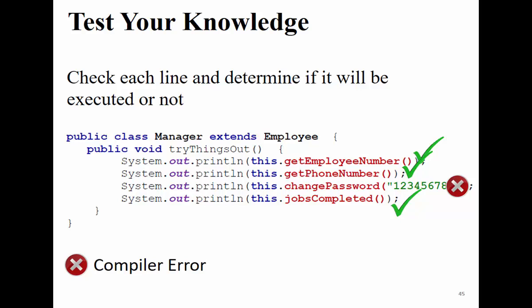We cannot access it. Now you can see here we're calling this dot, and we look inside our object. In this case it is the manager. We could not find get employee number. We look inside the immediate superclass. We find it. We execute it. We can access it. Okay.